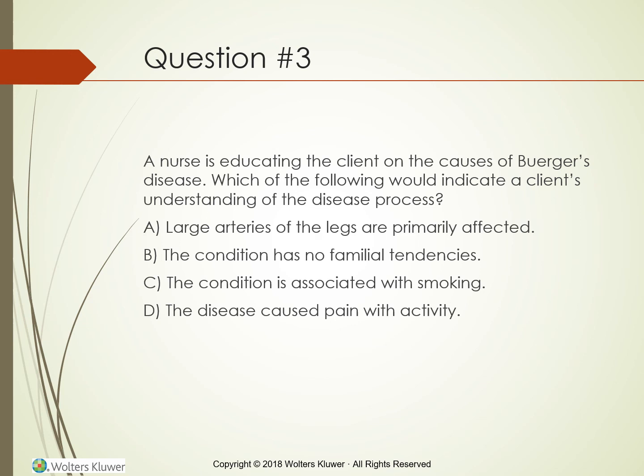A nurse is educating the client on the causes of Buerger's disease. Which of the following would indicate a client's understanding of the disease process? A. Large arteries of the legs are primarily affected. B. The condition has no familial tendencies. C. The condition is associated with smoking. Or D. The disease causes pain with activity.